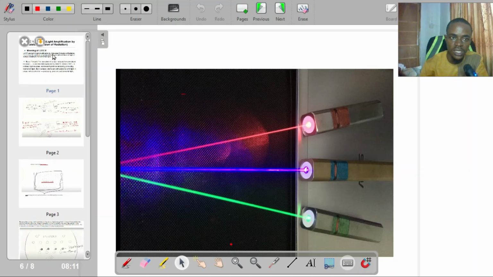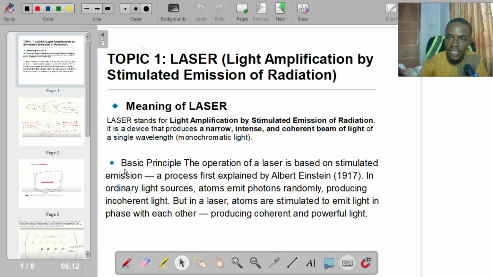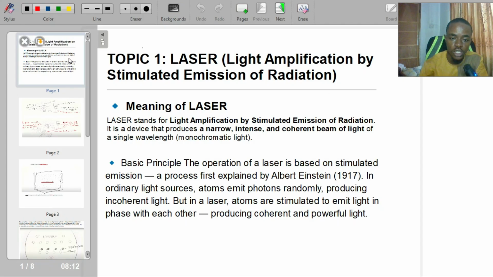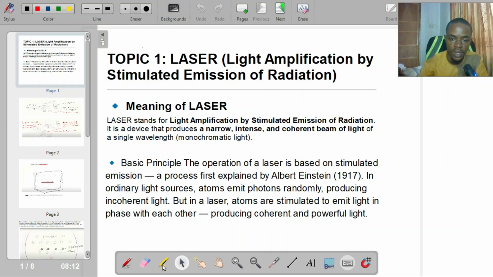First, let's quickly look at what a laser is. In our previous class, I explained to everyone that laser is an acronym. It's a short form. Let me bring out my directional pen. So it's a short form. This laser you see stands for light amplification by stimulated emission of radiation.